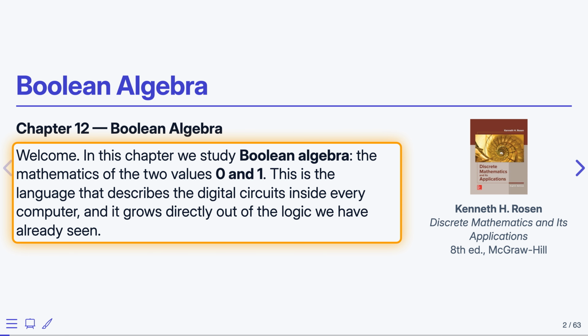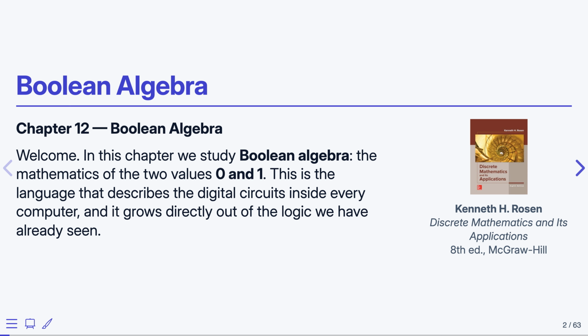Boolean algebra is the mathematics of just two values, 0 and 1. You can think of 0 as false and 1 as true. This is the same on and off idea that logic gave us with propositions. Now we give it a clean algebra with a sum, a product, and a complement. Then we use that algebra to describe the digital circuits that run inside every computer.